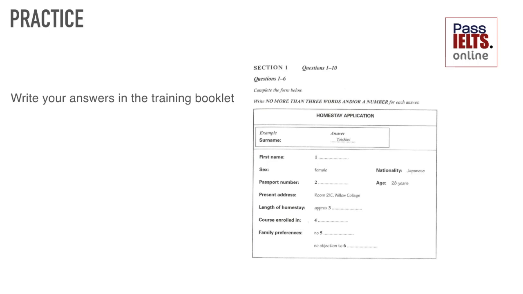The student's surname is Uccini, so Uccini has been written on the form.